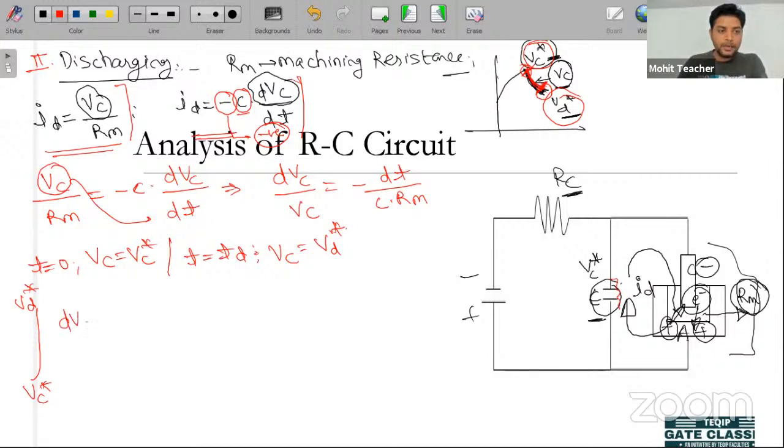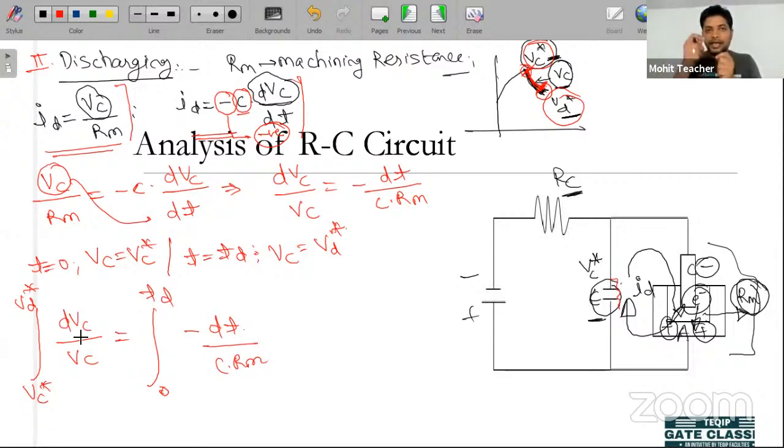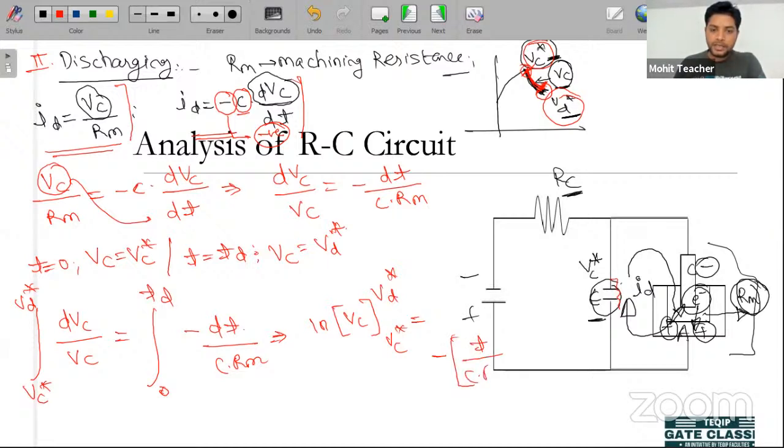This is dVC upon VC equals to, initially there is 0 time and we are reaching up to TD, that is discharging time. So minus dt upon C into RM. Okay. So now ln of dx upon x, so that is ln x, simple है, ठीक है. In this side, right hand side, this is dt है, C and RM constant है आपका, so again it will become the same thing. So this is ln VC. Fine. So the value is from VC star to VD star, ठीक है, that will be equals to minus t upon C RM, okay. So the value is from 0 to td, ठीक है.